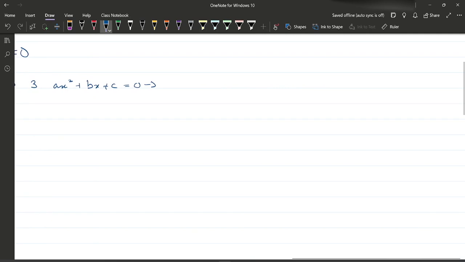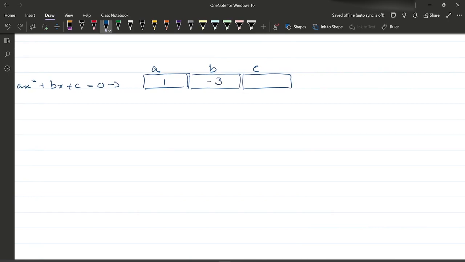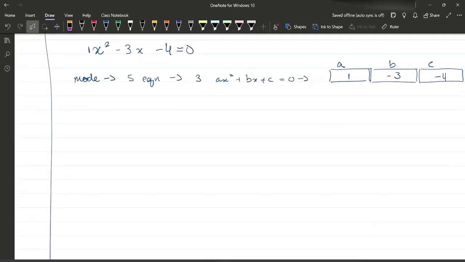It kind of looks something like it gives you these boxes. So all you have to do is put in 1 here because the coefficient of a is 1. Put in minus 3 here, minus 4 here, and then press enter. That's it, and it's going to give you the values. So go on, try it right now if you have a calculator, and it should give you x equals 4 and x equals minus 1.